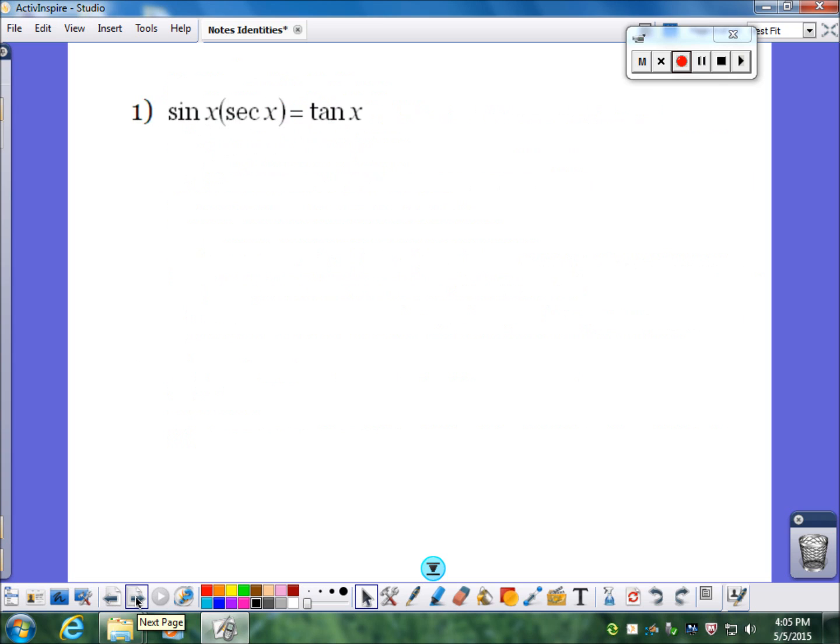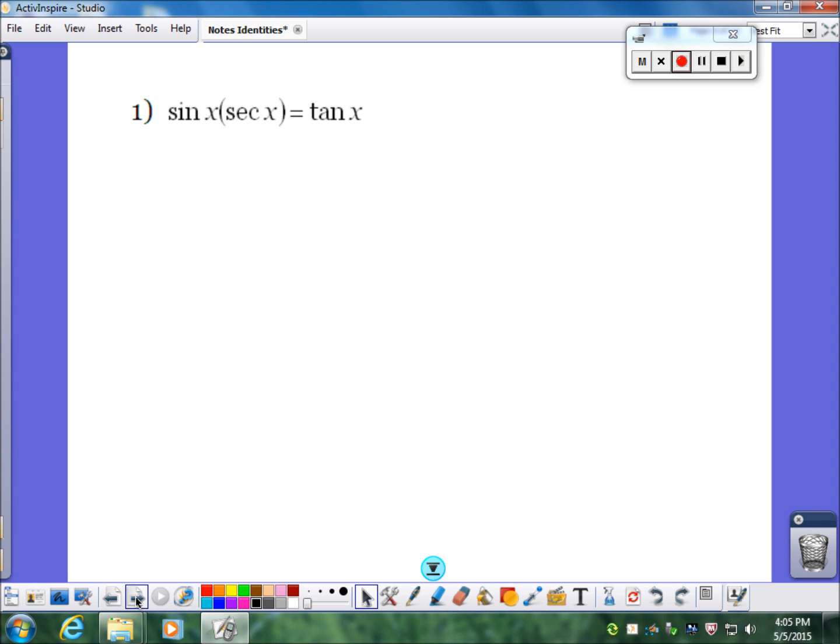We're going to look at this. We're only going to be working on one side of the identity, so we're going to decide which side looks the most complicated. Hopefully you said the left side. I want to make the left side equal to the right side. What can I do with this? I don't see any squares, so I'm not going to use my Pythagorean identities. I do see that I've got a secant in there.